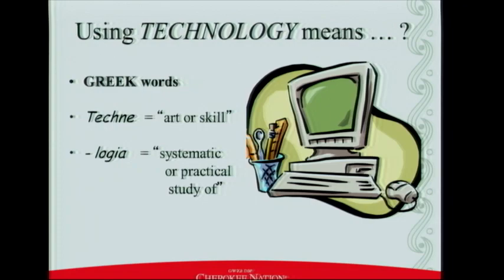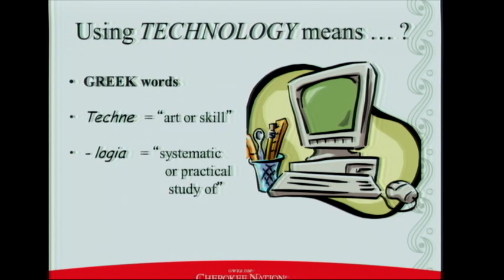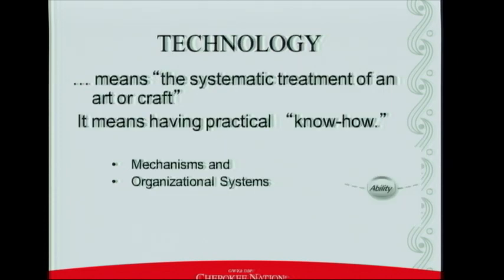First off, what does technology even mean? Well, it's made up of two Greek words, and please correct me if I don't say these right. Techne, which is an art or a skill, and logia, which is systematic or practical study of. So it's basically the study of an art or a skill. Technology means the systematic treatment of an art or a craft. Okay? It means having practical know-how. In my book, that's just called common sense, right?